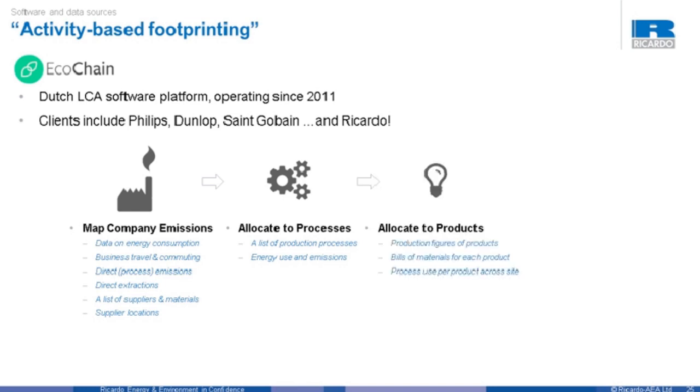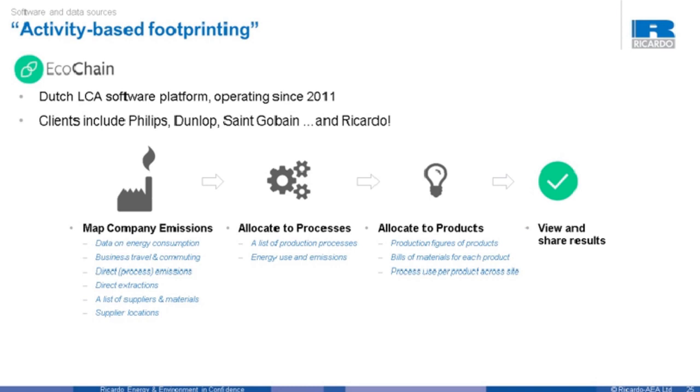Finally, the use of those processes has to be allocated to the different products manufactured. So how much of that process's time is used to produce each of the products? And for that we need information on things like the bills of materials for the products being made. And that's it. Three data collection and manipulation steps, and we're ready to start viewing and interpreting the results.